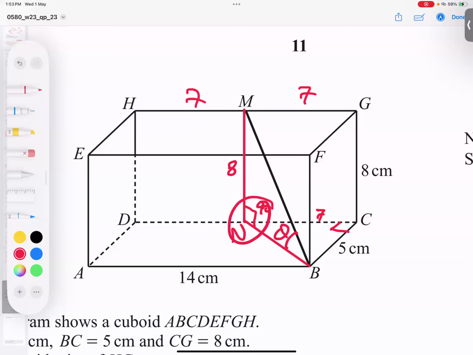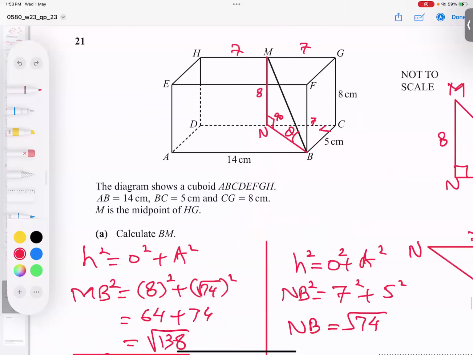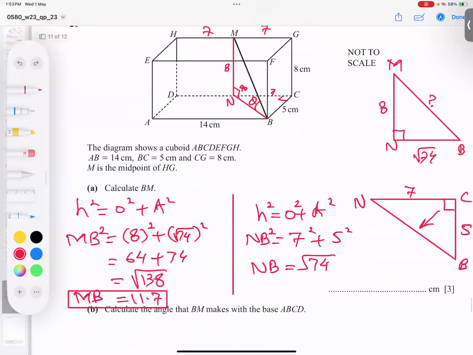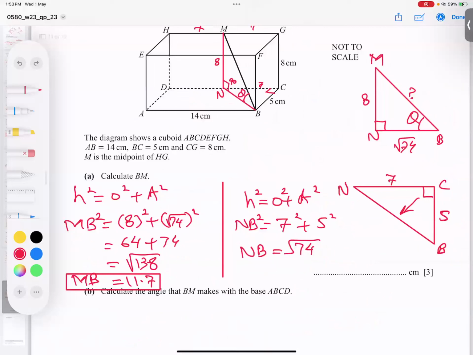I already have this triangle, so this angle is my concern, which is very easy now. The reason is I already have this triangle, and this angle theta is my target. I think you understand well. So I just find out the tan. I have many options because I have all three sides. I can use SOHCAHTOA.